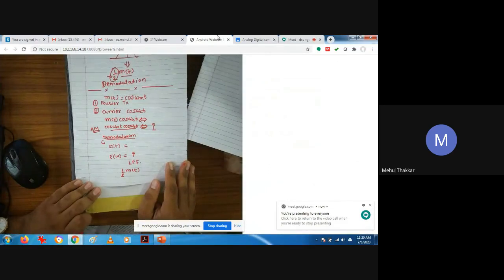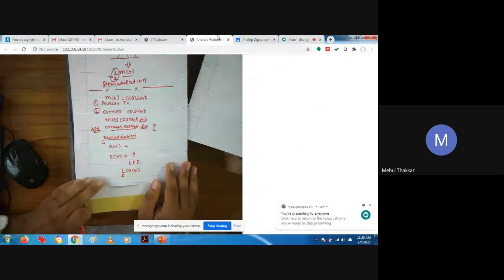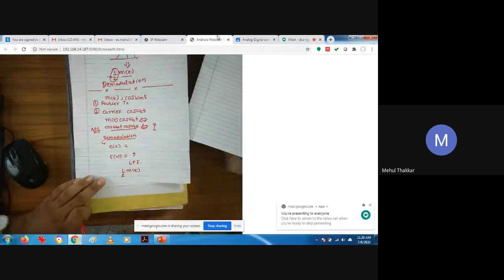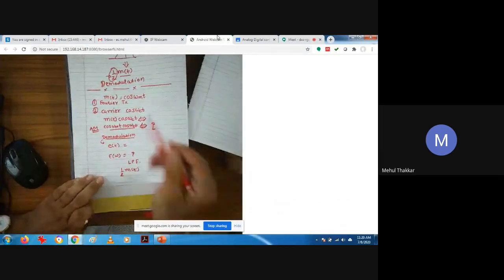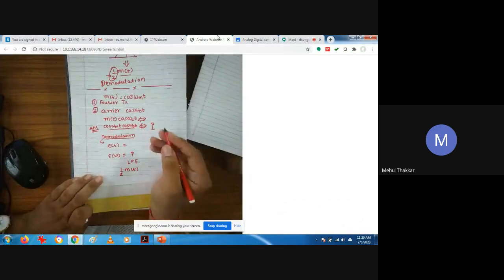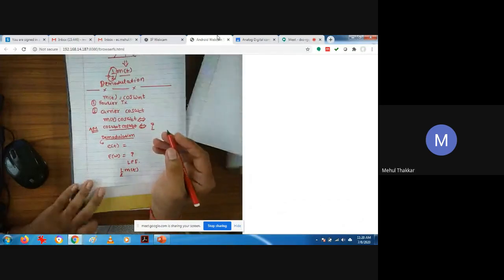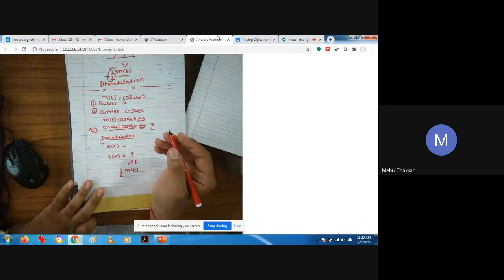So what is the AM wave? The AM wave is cos omega mt into cos omega ct. So you apply the formula 2cc. What you will get is 1 upon 2 of cos (omega c plus omega m) t plus cos (omega c minus omega m) t. Now take the Fourier transform of that.